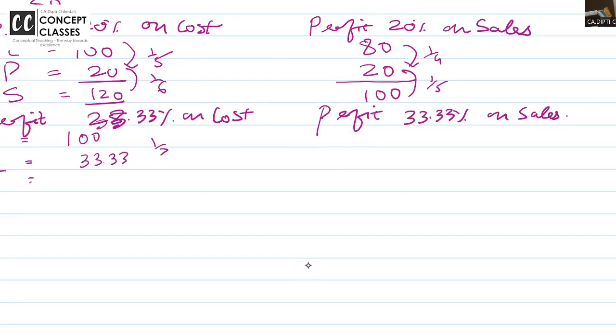Let us take cost as 100. Chat box is on. Anything you want to put, you can put in the chat box. I'm checking it. Cost is 100. 33.33 is nothing but 1/3 on cost. So 133.33. That is 1/4 on sales. Is this clear to all of you? Right? 1/3 on cost is 1/4 on sales.